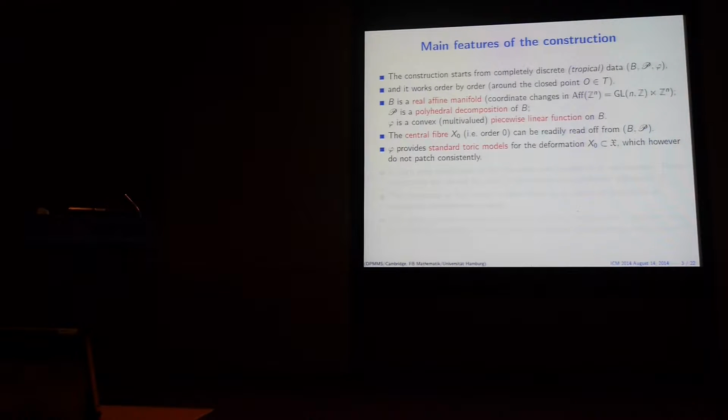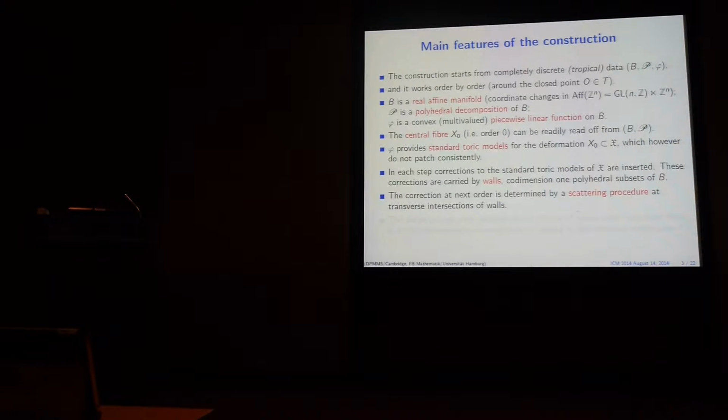But it works to order 0, of course, because x0 patches. And then you introduce, order by order, corrections to these standard toric models, non-toric corrections to the way things are glued together. And these corrections are carried by walls. And it's these wall structures that are popping up in many branches of algebraic geometry these days. And these are just codimension 1, indeed in this case, polyhedral subsets of B.